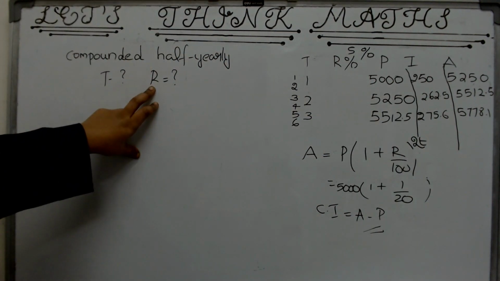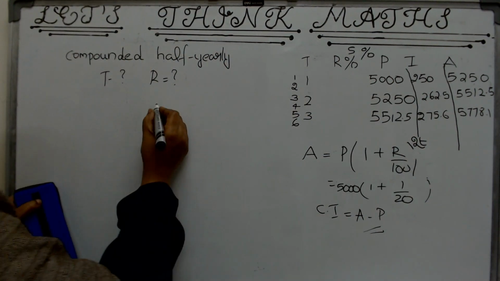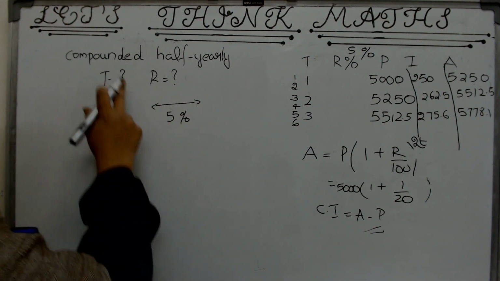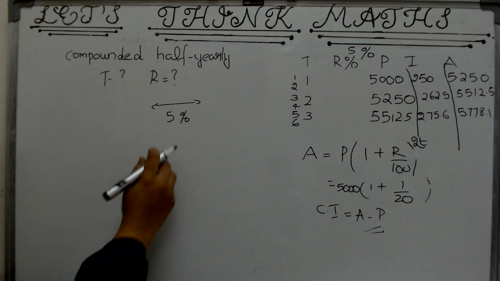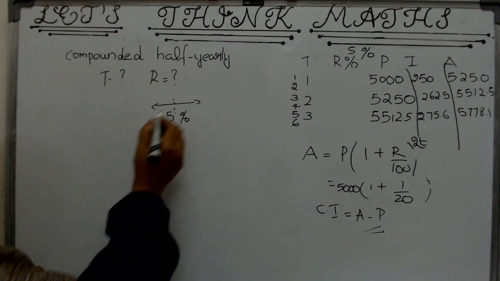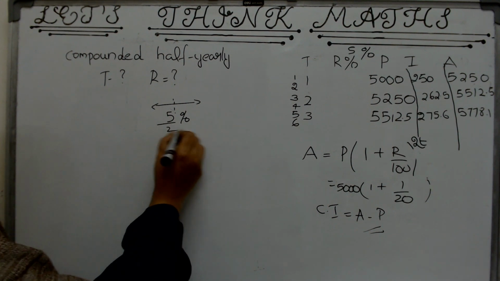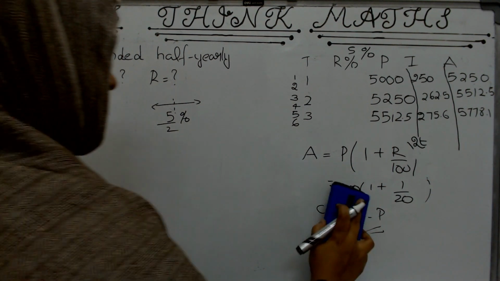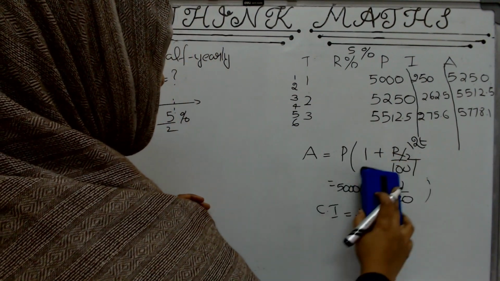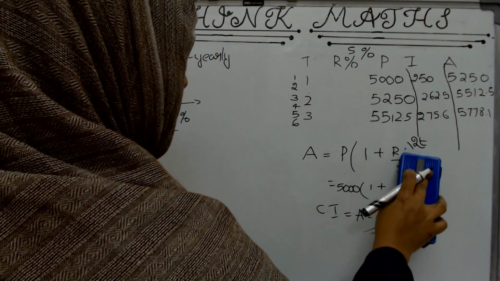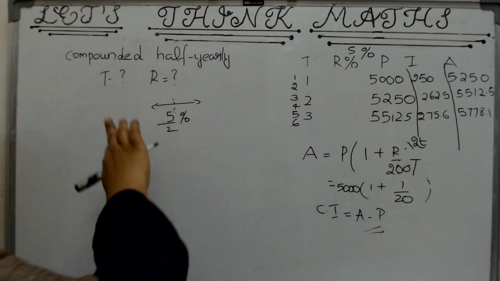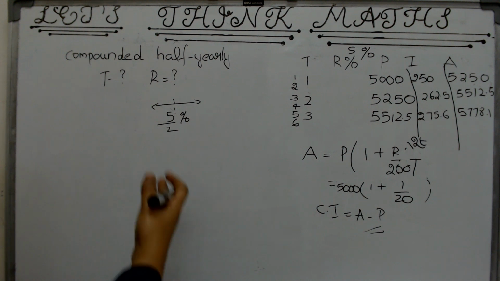How does it change the rate? What is the rate? For 1 year, the rate is 5%. But then we are not calculating for 1 year. We are just calculating for half a year. So for half a year, the rate will be 5 by 2%. So how does the rate change? The rate changes to rate by 2, or in other words, rate by 200. So you see the difference here. The time is doubled and the rate is halved.